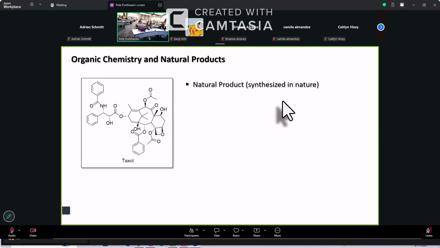It's big, huh? Huge, right? This is Taxol. It's a natural product, which means that you can obtain this compound in nature. Nature can make this compound for you.